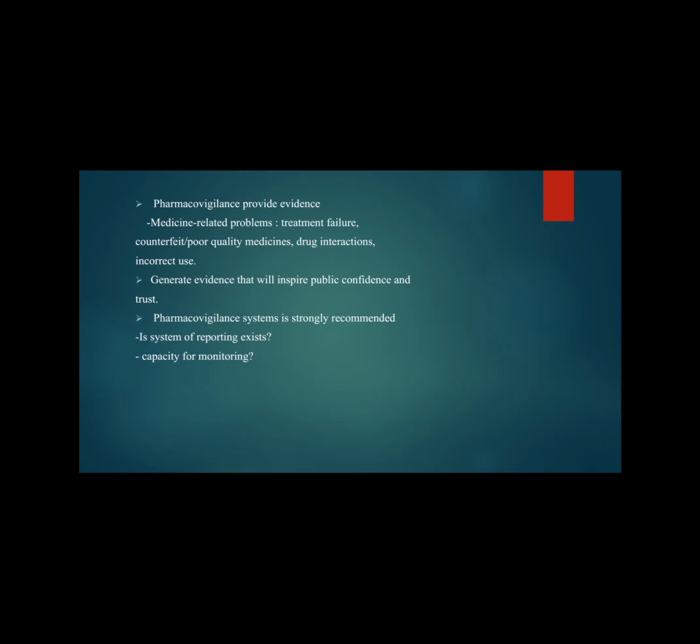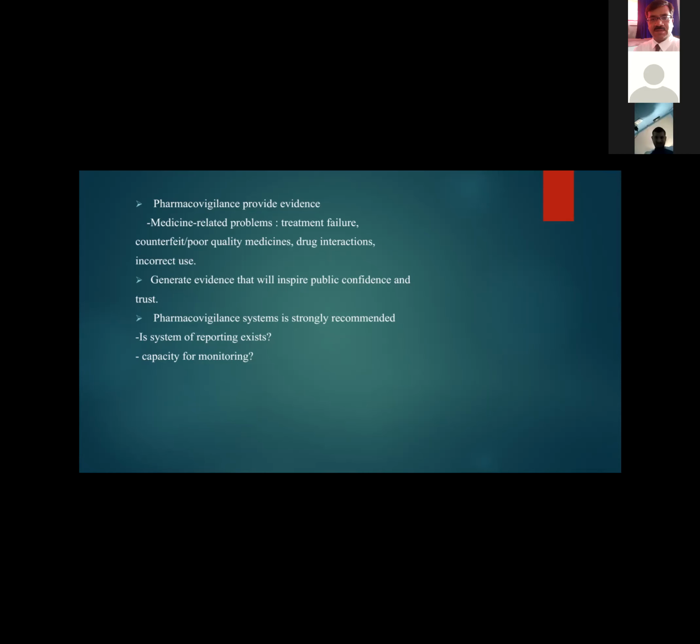A pharmacovigilance system is strongly recommended. A system of reporting should exist, or capacity for monitoring. So the pharmacovigilance system should be in a systematic way, for example, the reporting of adverse drug reactions and the capacity for the monitoring of adverse drug reactions is done.